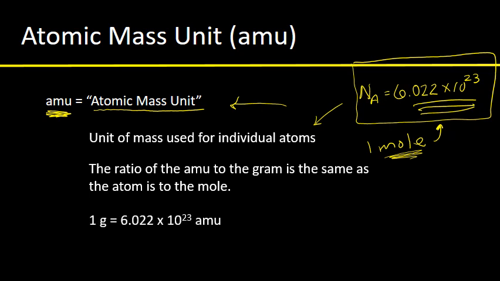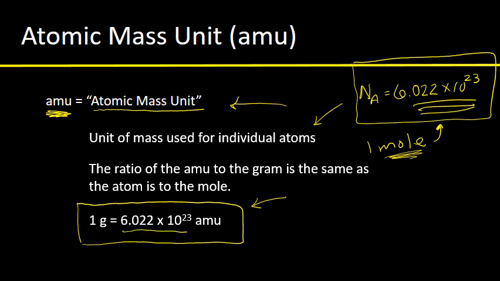So what that means is that 1 gram is equal to 6.022 times 10 to the 23 atomic mass units. Okay. And you should know this relationship. There are some calculations that you'll probably need to do using this number. And again, it's easy to remember just because that number right there is Avogadro's number, which is one that you should be familiar with.